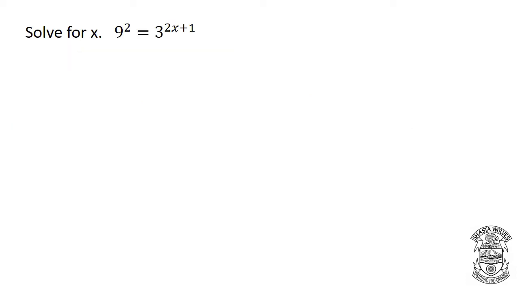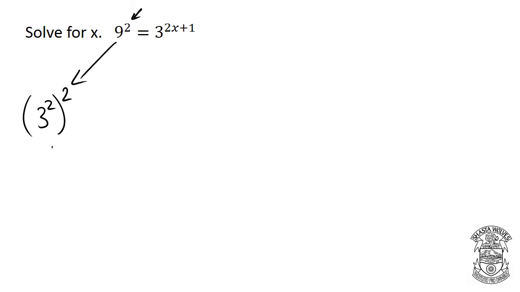So solve for x. I've got 9 to the second power equals 3 raised to the 2x plus 1 power. One of the things that we worked on was getting things so we had the same base. So if I consider this number 9 right here, 9 is the same thing as 3 squared. So I can rewrite this equation as 3 squared, that is 9, and then I'm going to square that. You can see right here I'm squaring the 9.